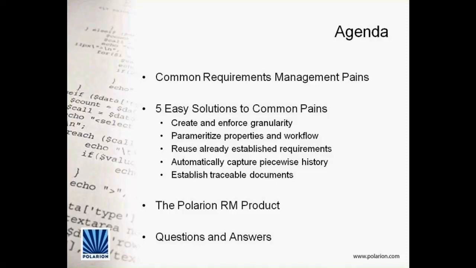So the 5 pains, and really the 5 solutions here that we're going to be talking about today are creating and enforcing granularity, parametricizing properties and workflow, reusing already established requirements and specifications, automatically capturing history, and establishing traceable documents. And then we'll talk a little bit more about the Polarion RM product and the Polarion ALM product as a whole. And at the end, any last questions and answers.